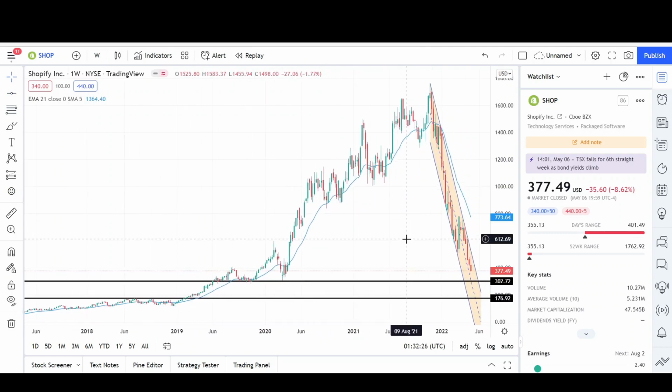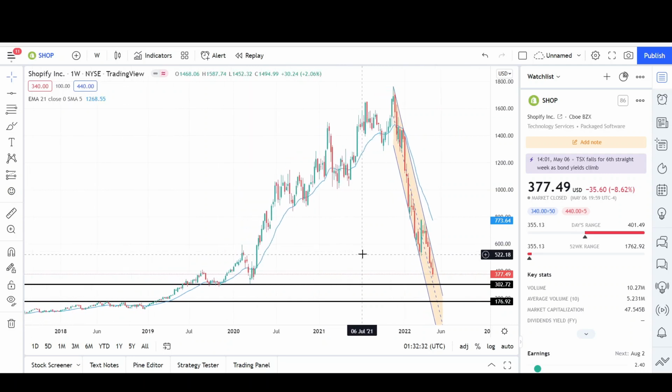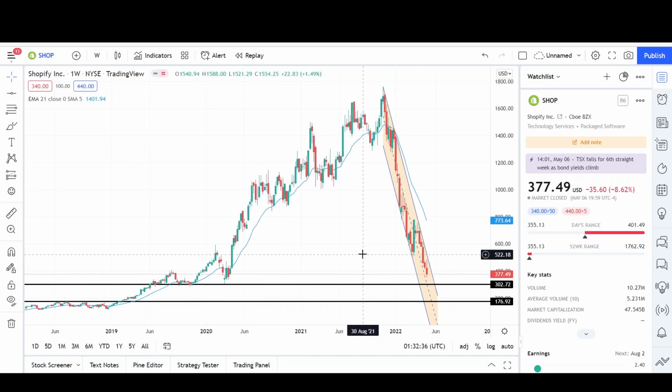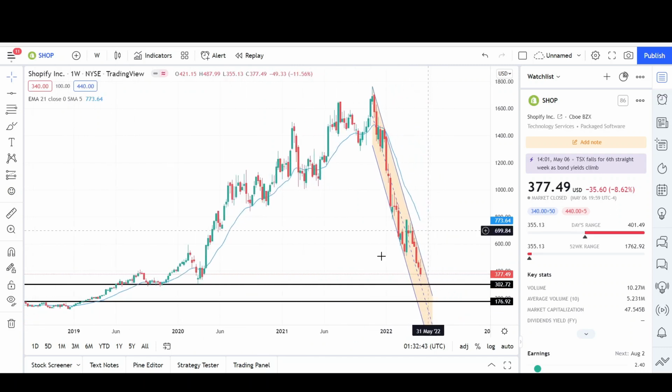So the trend can last much longer than you think. Just remember that the trend can last much longer than you think. I've seen the market do crazy things, and it wouldn't be crazy if we went back all the way down to maybe the IPO price. You just never know. But this is a bearish stock. I'm looking for lower price targets. The first one is the $300 level, and the next one is the 175 level.